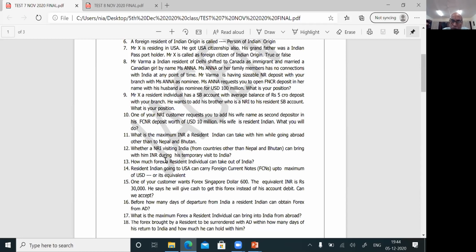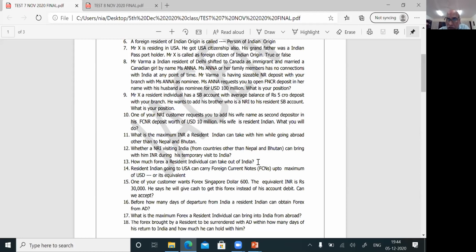Question number 13: how much forex can a resident individual take out of India? First we saw Indian rupees: how much a resident can take out of and bring into India, and how much a non-resident can take out of and bring into India. Now the question is how much forex a resident can take out of India. We are all resident Indians, isn't it? We want to go abroad for some tourist purpose or to meet somebody on a tourist visa. How much foreign currency, or forex, can a resident individual take while going abroad?